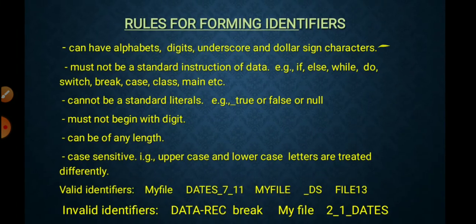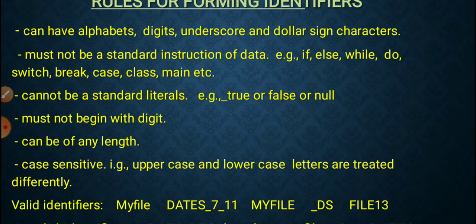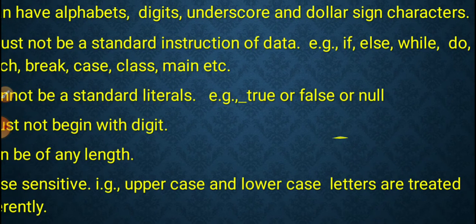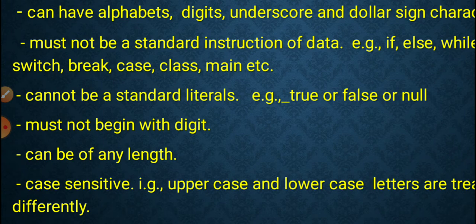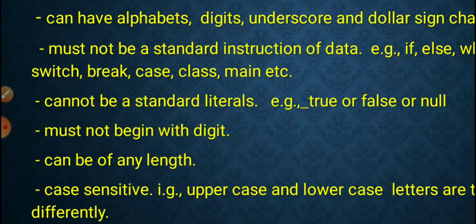We will see some rules for forming identifiers. First, it can have alphabets, digits, underscore and dollar sign characters. It must not be a standard instruction of data, for example if, else, while, do, switch, break, case, class, main, etc., because these are keywords of the language. So these keywords cannot be used as identifiers. We must avoid these standard instructions.